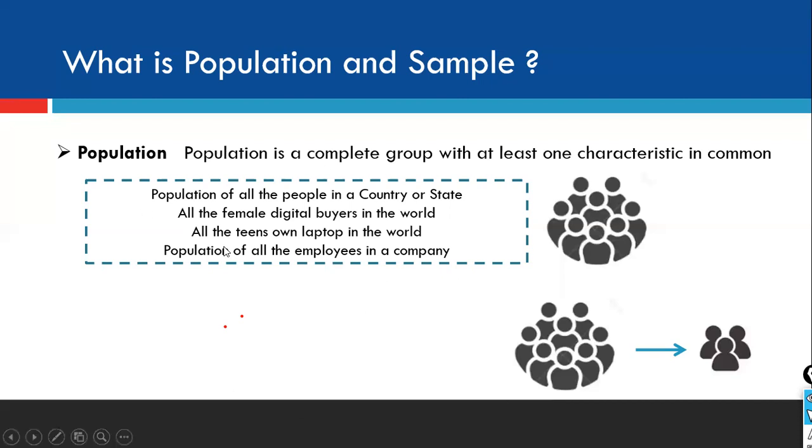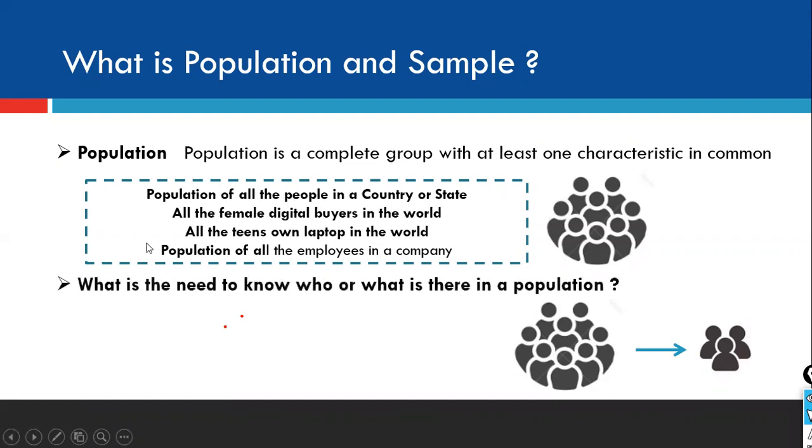These are the examples for the population: all the female digital buyers in the world, all the teens who own laptops in the world, the population of all employees in a company. The sample is a subset of your population. That's it. It's a small subset of the population.